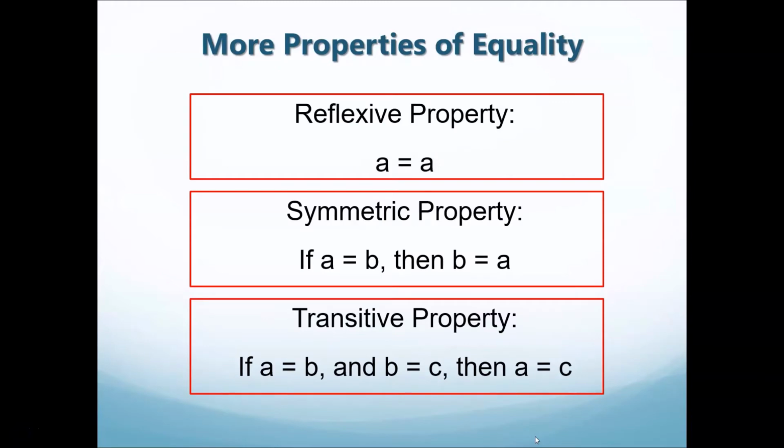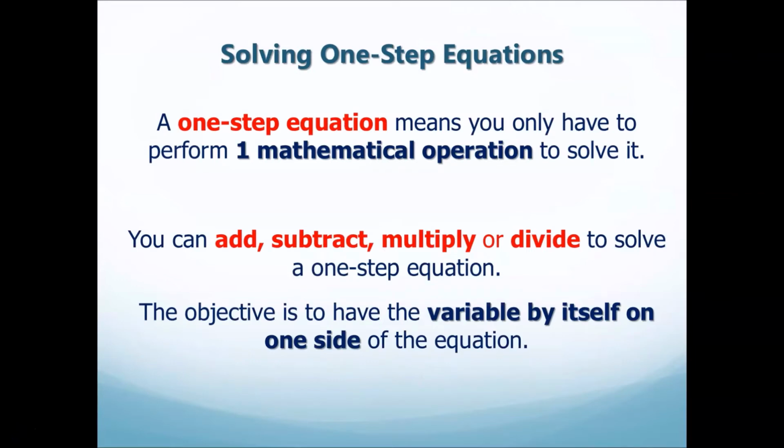This time, we have these 3 additional properties. The first one, the reflexive property, which is A equals A. The symmetric property: if A equals B, then B equals A. And the transitive property: if A equals B and B equals C, then A equals C. Before we proceed with our examples, I want you to understand what one-step equations mean.